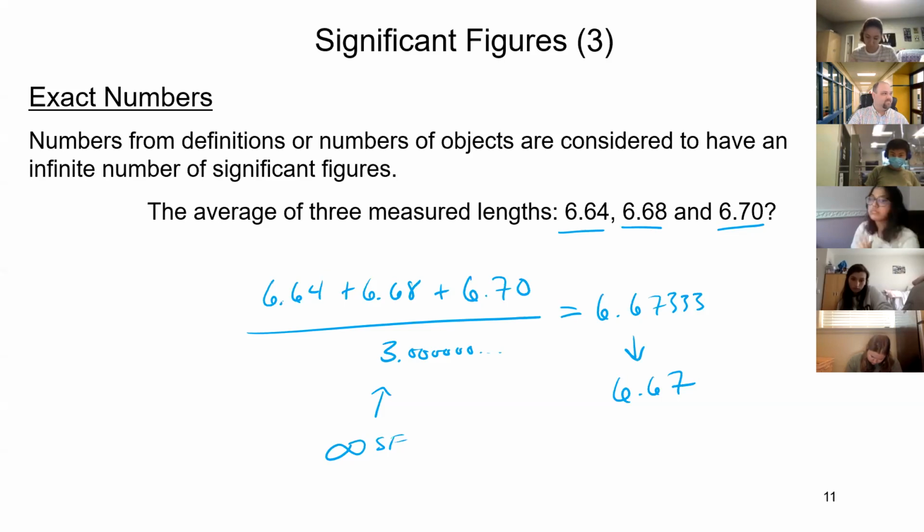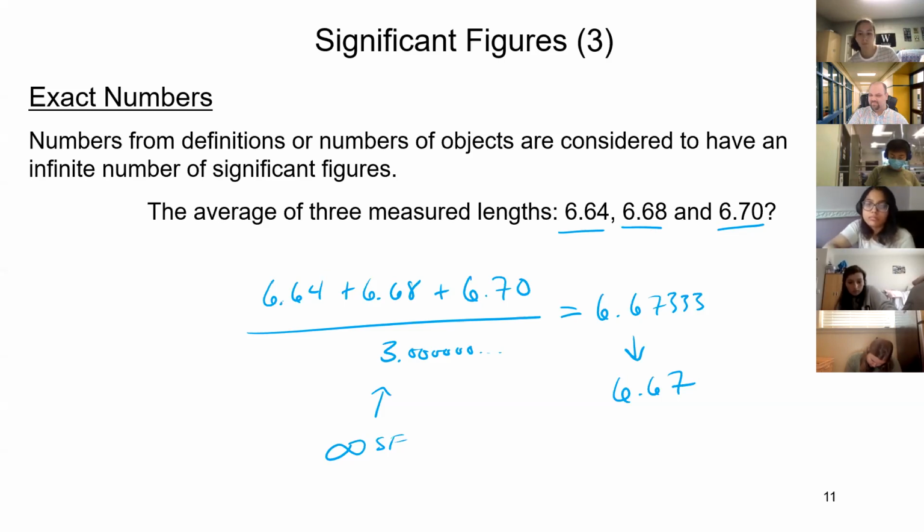So why do you round it? Sig figs. Your microphone's acting a little funny, Griffin. Say that one more time. Can you hear me? You're still a little scratchy, but try it out.